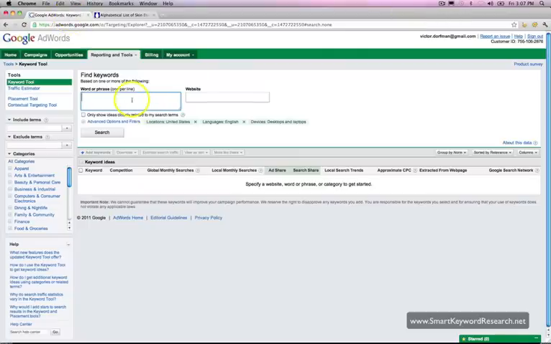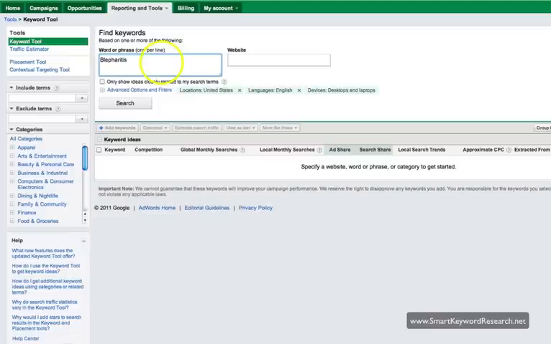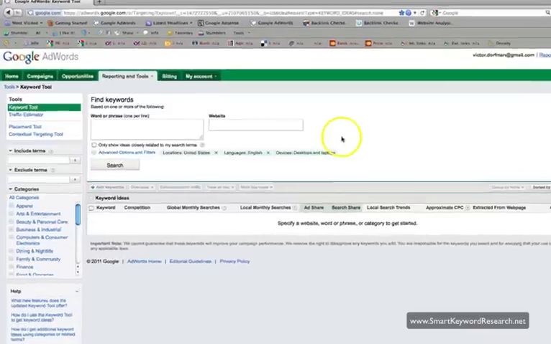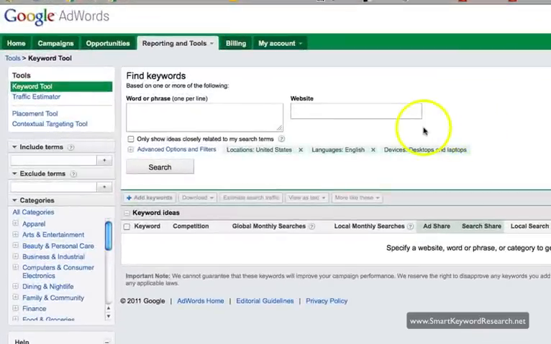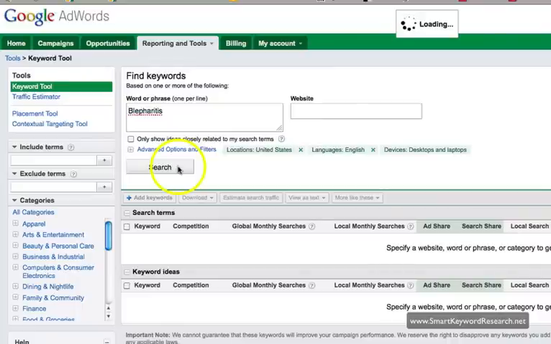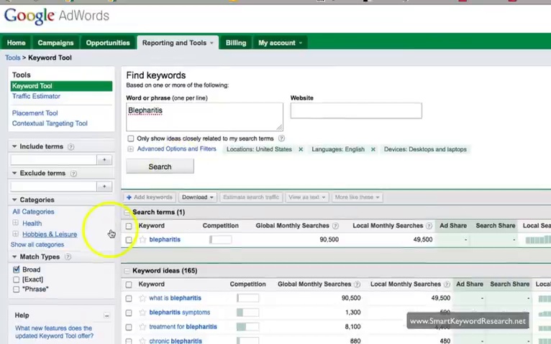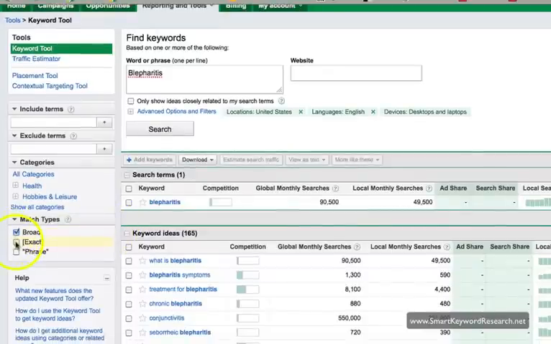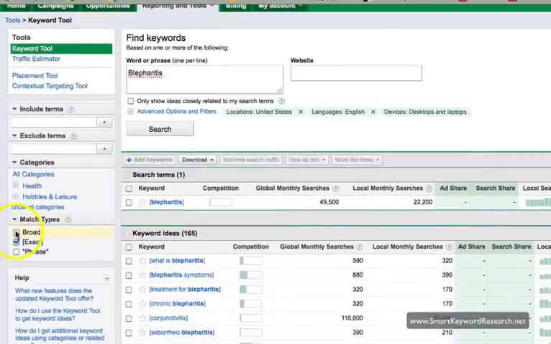Then we're going to go to the Google keyword tool and paste that keyword in there. So we take the keyword and we go ahead and paste it in the box here. And remember to set your location to your country or the country in which you plan on ranking your keyword term. And then we hit search. And make sure you set your match types to exact. Always set your match types to exact.